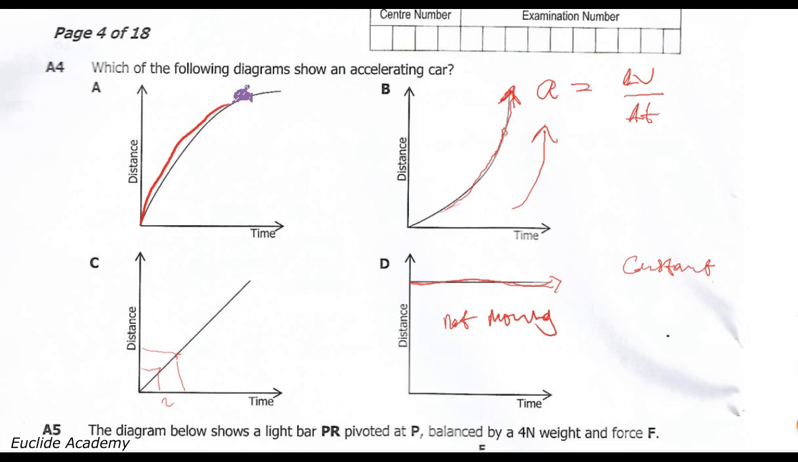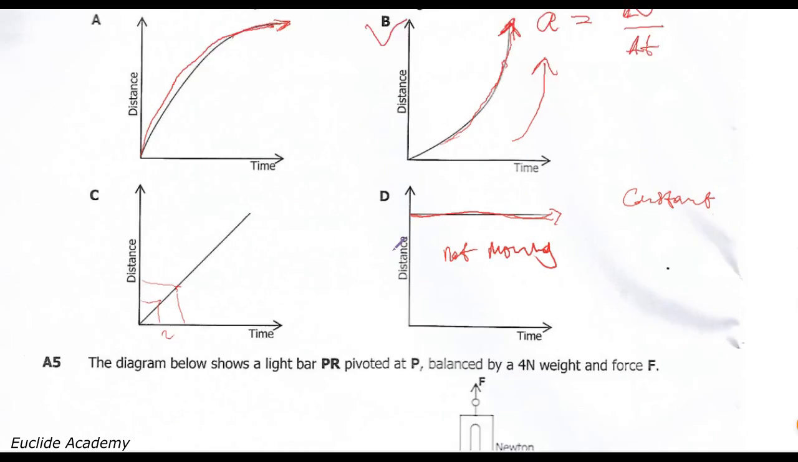So this one, you see, as it's covering the distance, it's actually taking more time. The amount of time is increasing here. So this one is showing a decelerating shape. This one is reducing the speed. Okay, so B is actually what we are looking for. It shows an accelerating car.